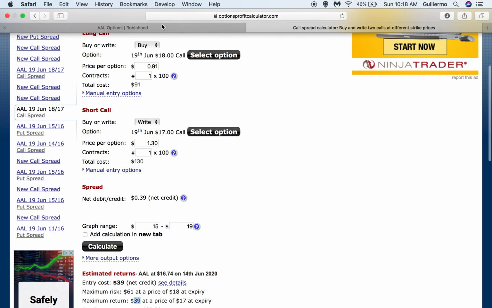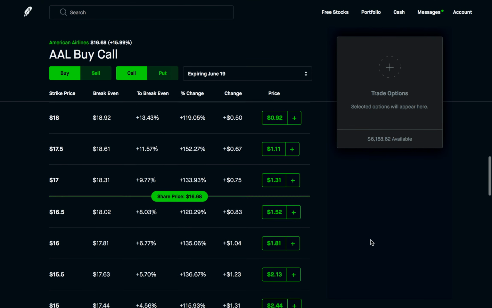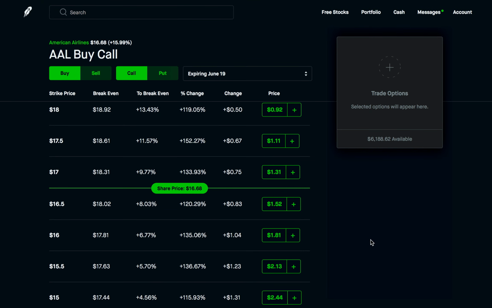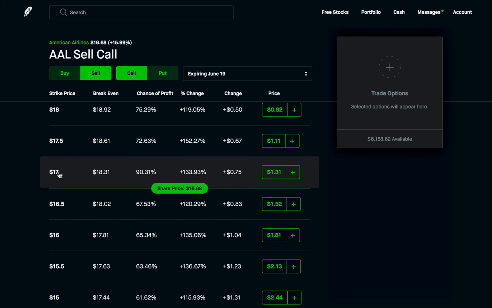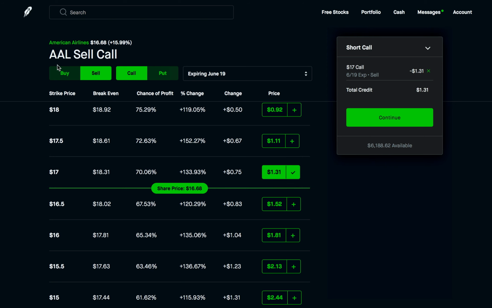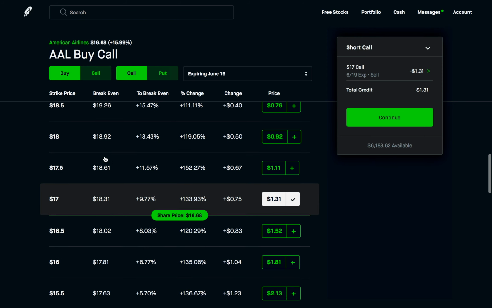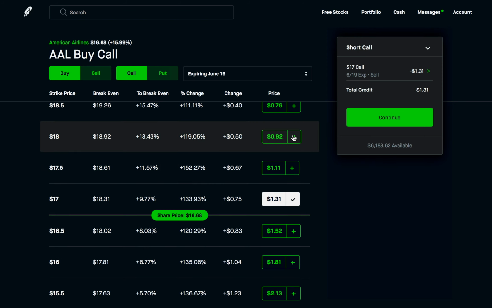So now let's actually go back to Robinhood and try to create that exact same transaction. So again, we were using the expiration date of June 19th, which is already set here. So we can go to sell a call. And remember, we chose this $17 strike price. So all I got to do is click this little plus button. And then we're going to buy a call. And for that one, we use the $18 strike price. So we're going to click here.